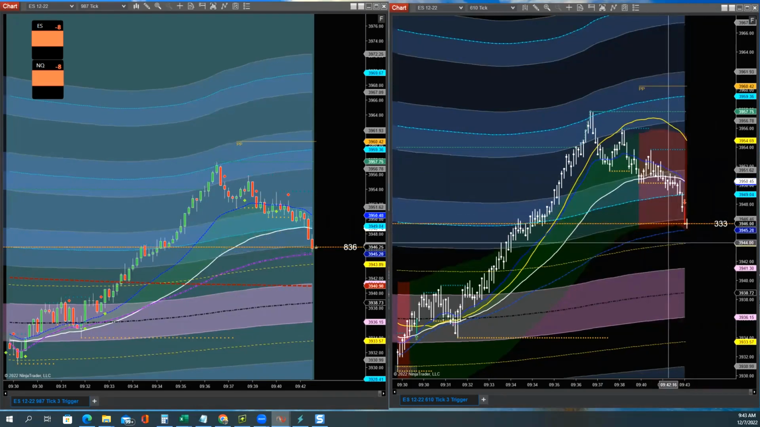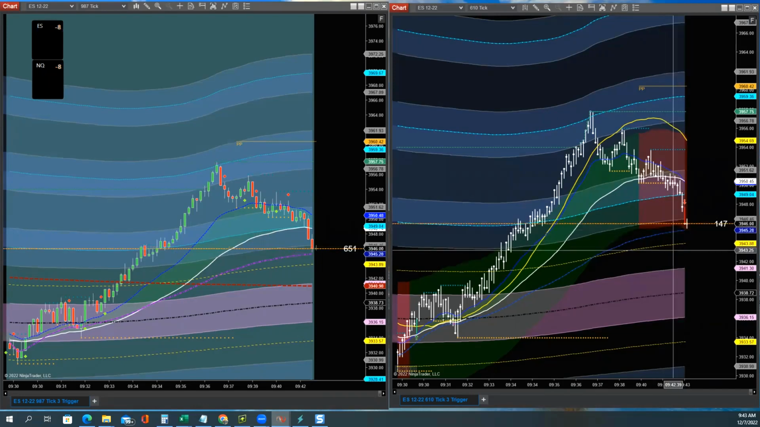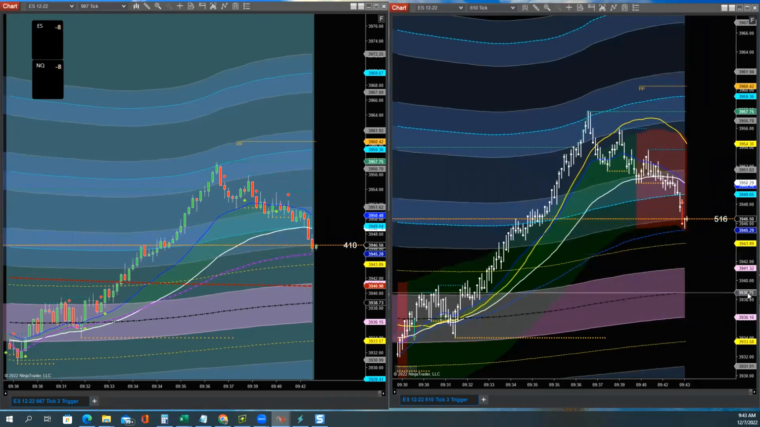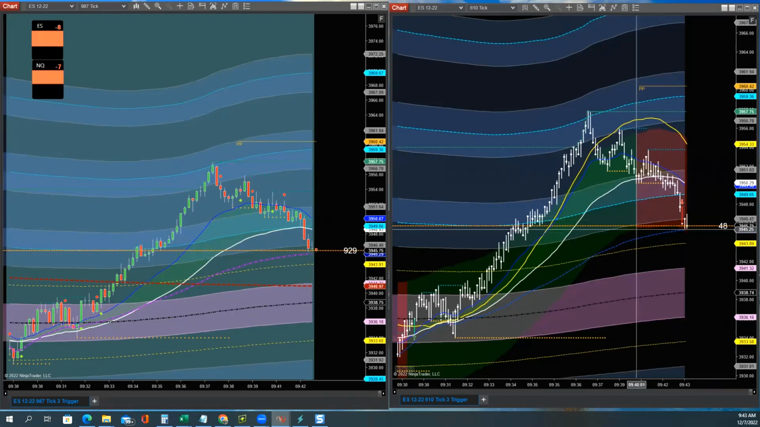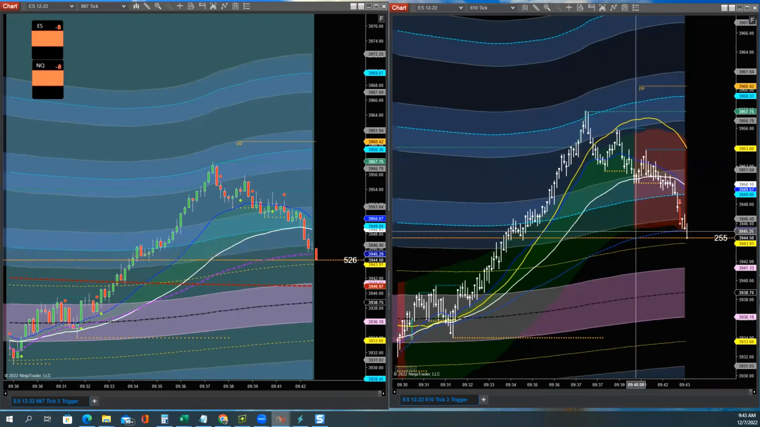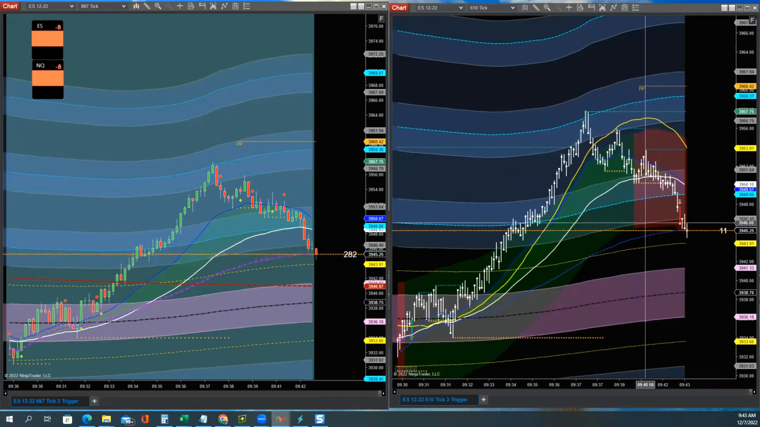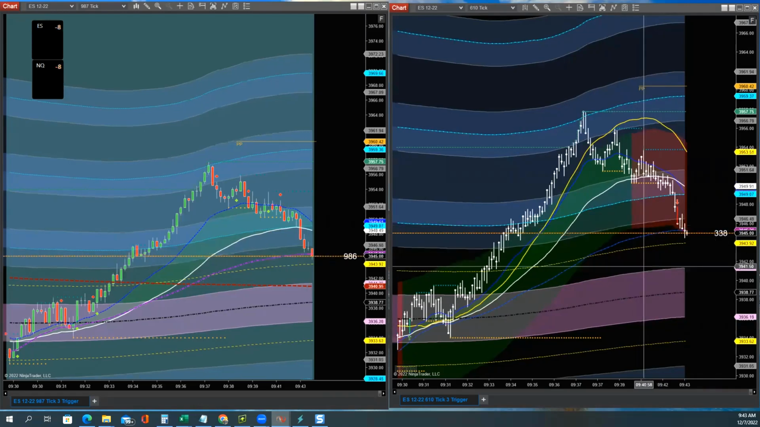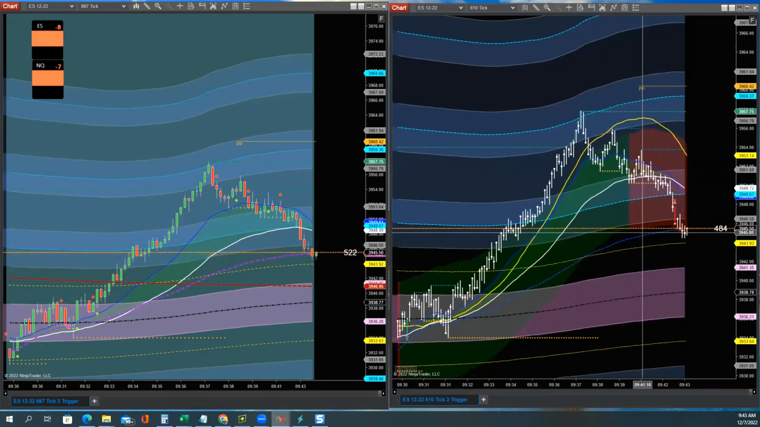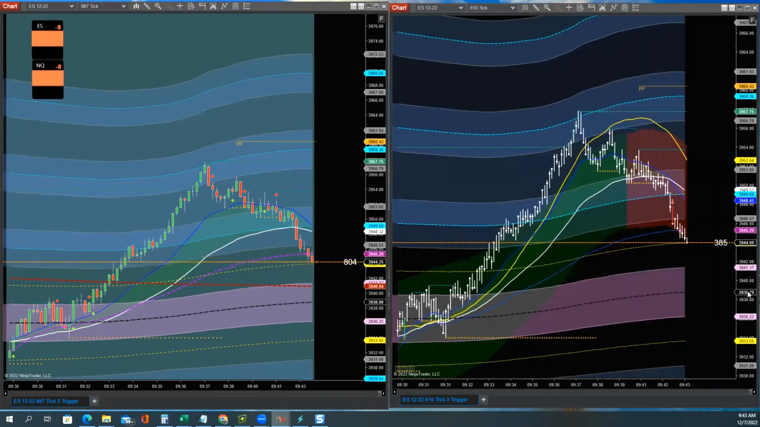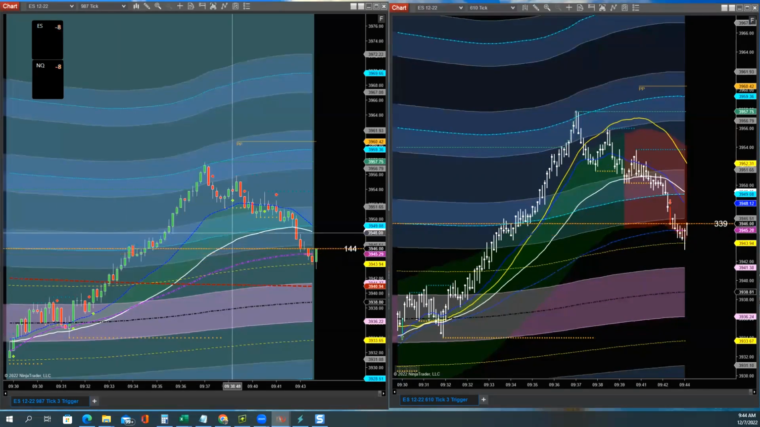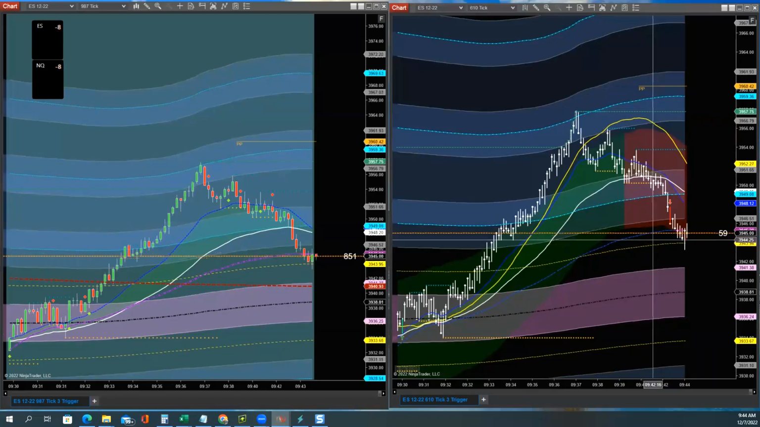So here, this blue line here, that's basically the RTH VWAP. So let's see if it's going to bounce off that RTH VWAP before it comes down. And it looks like it's going to test this out. That's what it's going to do. Let's see if it's going to pull back at all. Yeah, there's the pullback I was talking about. Let's see what's going to happen here.